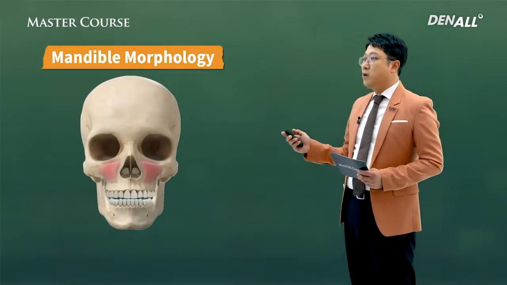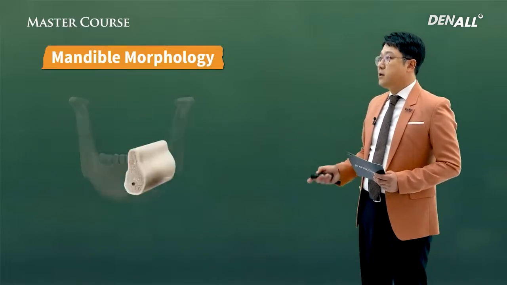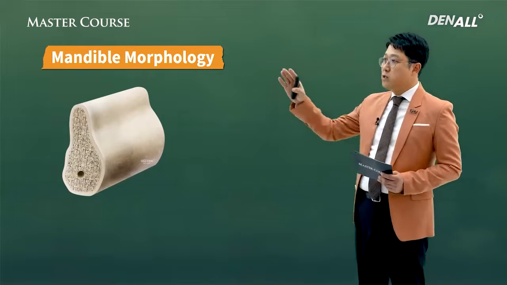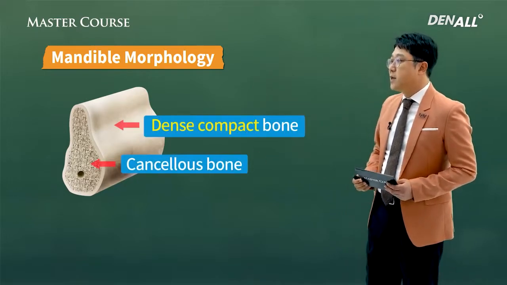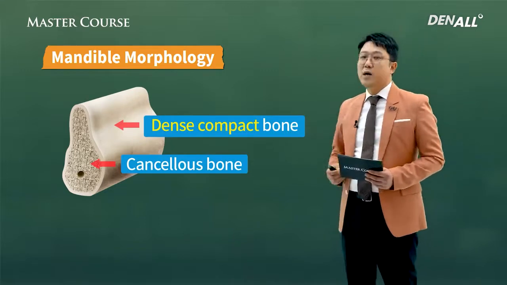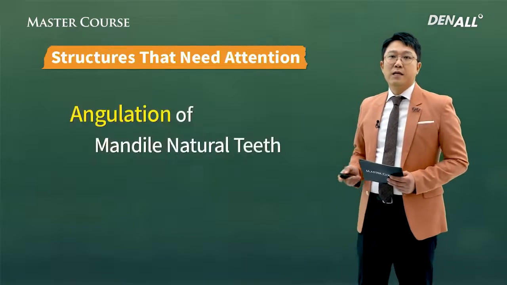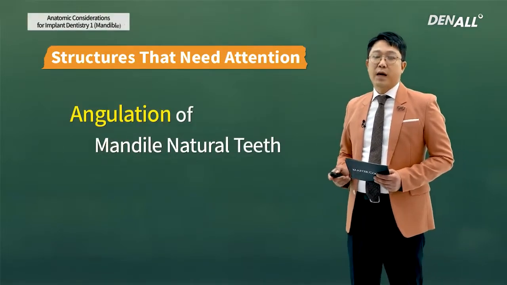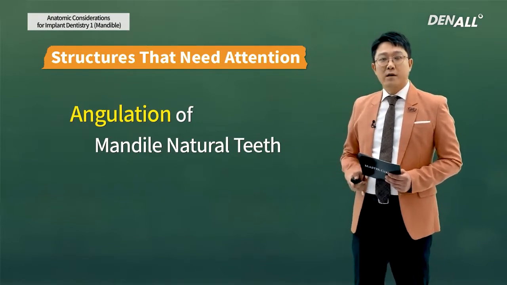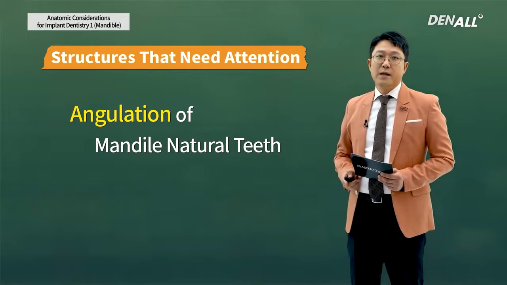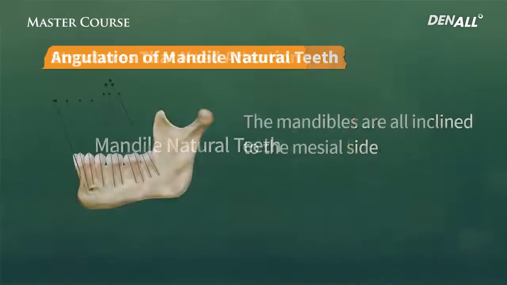If you look at a face, the bone at the bottom of the face is mandible. The bone is thicker than maxilla, so mandible has dense compact bone, which is a favorable environment for placing implant. This is not always the case, but when we place the implant, the angulation of the implant is similar to natural teeth. Therefore, we need to understand the direction and angulation of teeth.